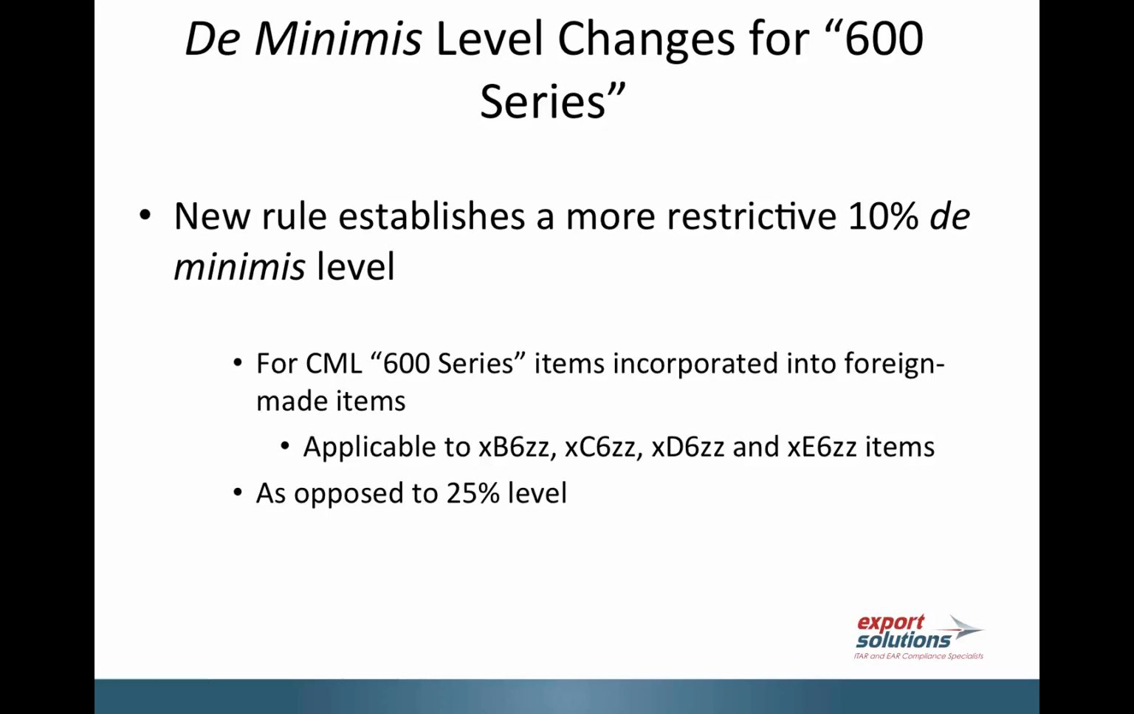And de minimis is determined by value, not by size or weight or any other restriction. So if you have a very, very small microchip that's very, very expensive, it's going to increase the U.S. content in something. It's always been that way, but now the cutoff is at 10% rather than 25%.